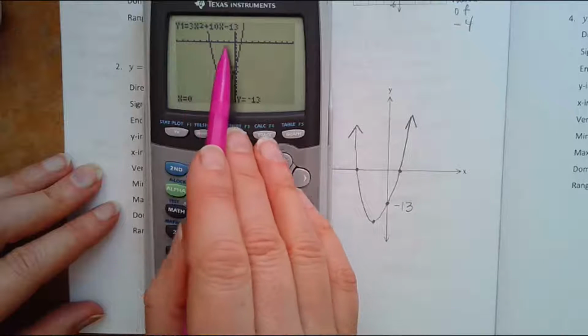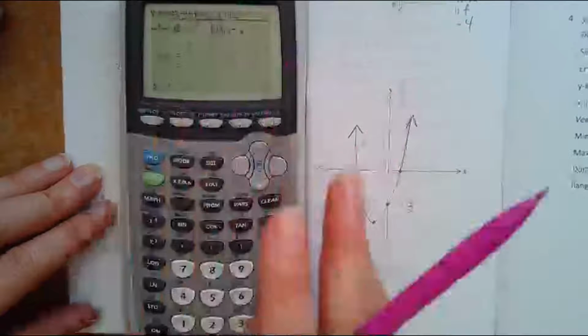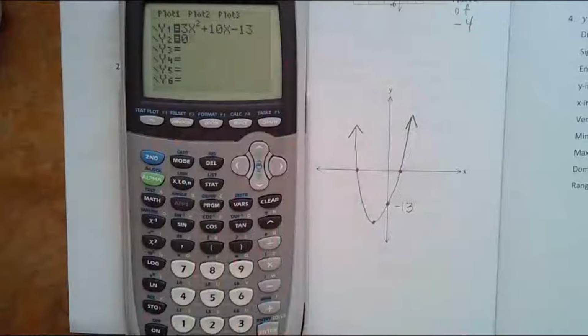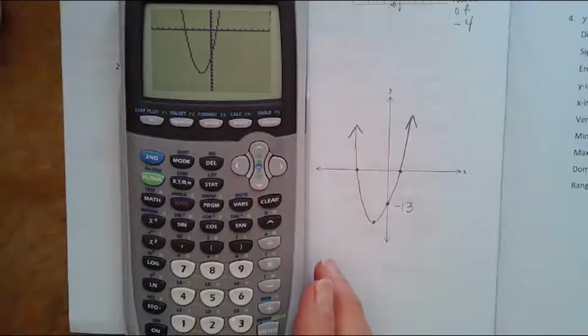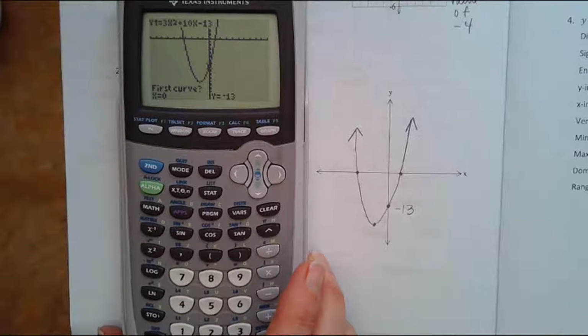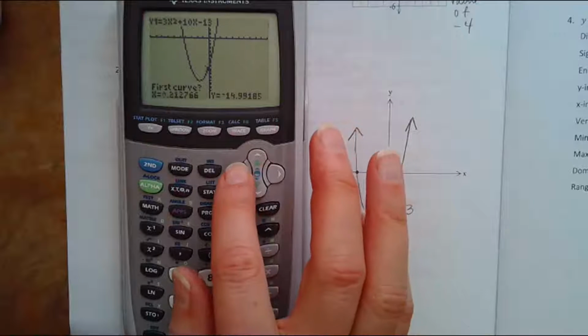Now let's try the x-intercepts. That's our same procedure we used. We put a y2 statement in. y2 is 0. And then I go second trace and I choose number 5. And I answer my 3 questions, right? But I'm trying to find my x-intercepts, this one and this one. It doesn't matter which one you do first.